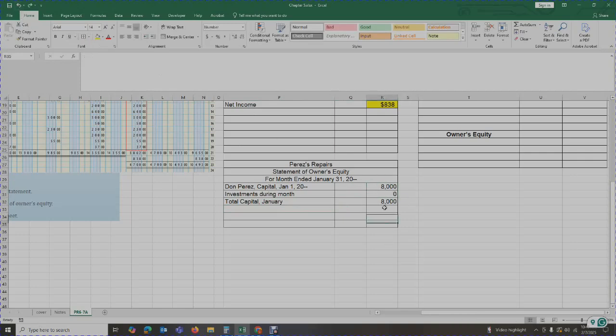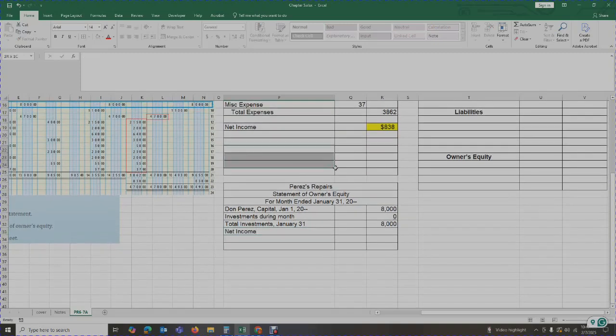Sorry about that. I put it in the wrong one. It should be right there. So we start off with the capital of 8,000. There's no investments during the month. So my total investments at the end of January is 8,000. Now, from there, we're going to bring in our net income. Now, our net income, let me delete this.